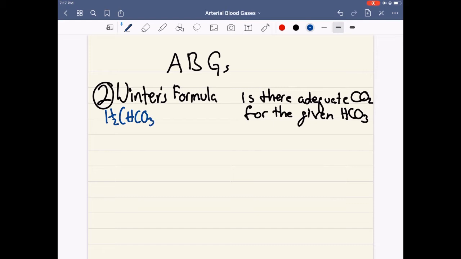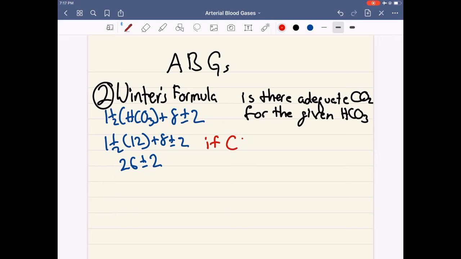In normal physiology, our bicarb is 24, so our CO2 should be 40. But if the bicarb were to change, our CO2 will not be 40 anymore. The way that we calculate Winter's formula is 1.5 times the bicarb plus 8 plus or minus 2. Now let's say that the bicarb is 12. You do 1.5 times the bicarb plus 8 plus or minus 2. So the normal CO2 that you should be getting for a bicarb of 12 is 26.